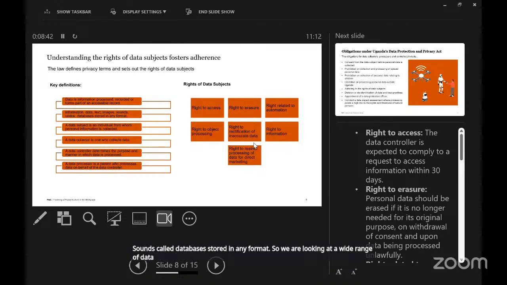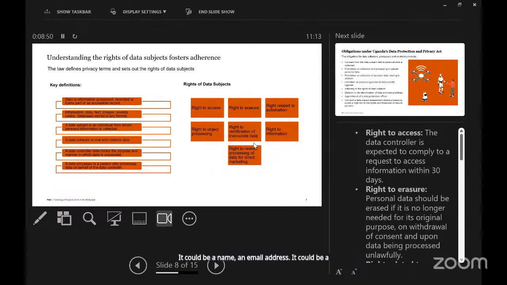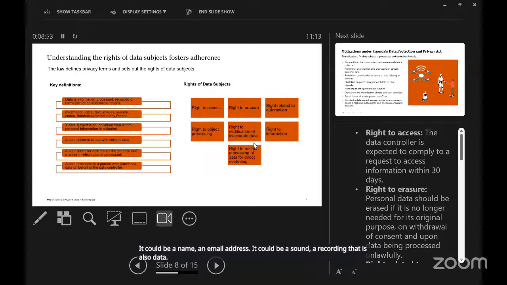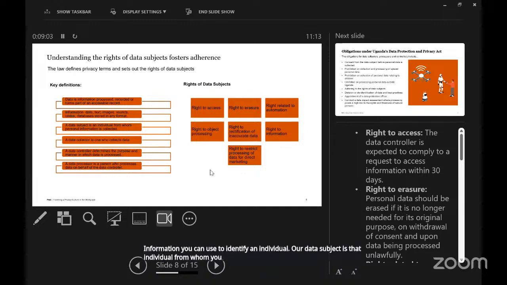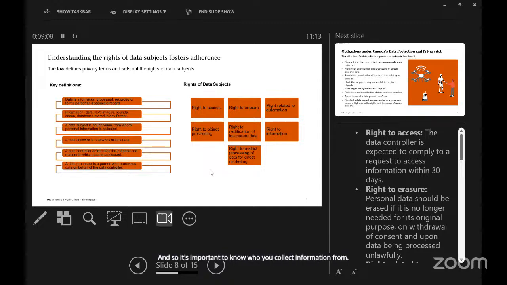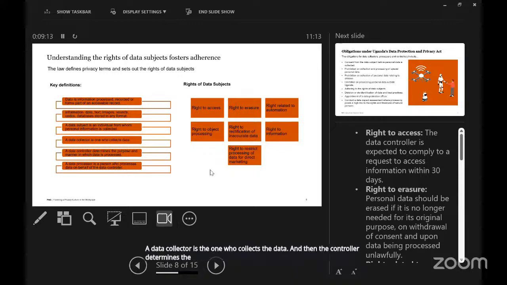It could be a text message, it could be a photograph, it could be a name, an email address, it could be a sound, a recording, that is also data. And it could be personal as far as it is possibly information you can use to identify an individual. A data subject is that individual from whom you collect information. And so it's important to know who you collect information from. A data collector is the one who collects the data, and then the controller determines the purpose and manner in which data is processed. Then a data processor is defined as that person who processes the data on behalf of the controller.